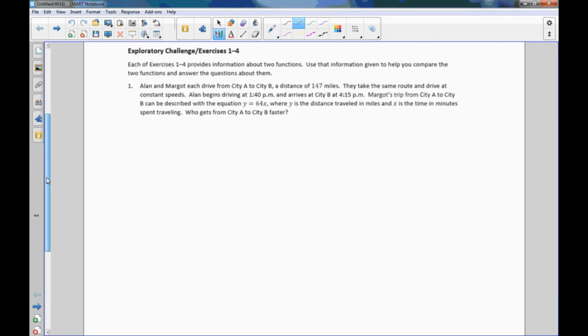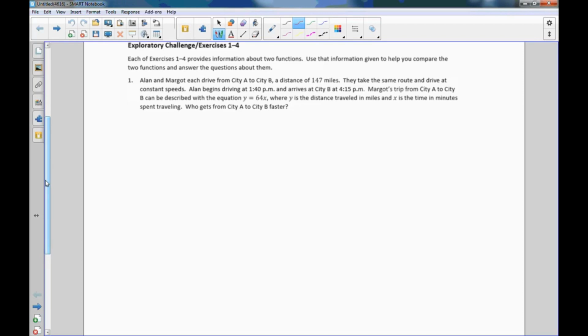So the Classwork Exploratory Challenge exercises 1 through 4 says for each of these exercises it will provide information about two functions. Use that information given to help you compare the two functions and answer questions about them.